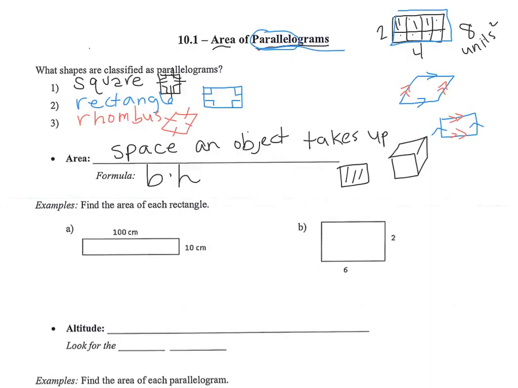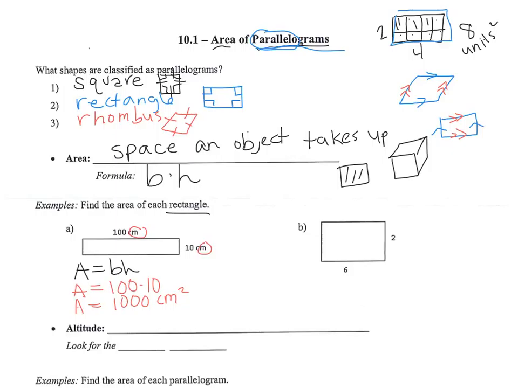So the example, find the area of each rectangle. You always want to write the formula. So area equals base times height. Then you want to substitute base and height. If 100 is the base, then 10 is the height. If 10 is the base, then 100 is the height. So it doesn't matter which one you let be the base or the height, but you're going to plug in 100 times 10. So area equals 1,000. And then centimeters times centimeters is centimeters squared. Your area is always going to be squared.